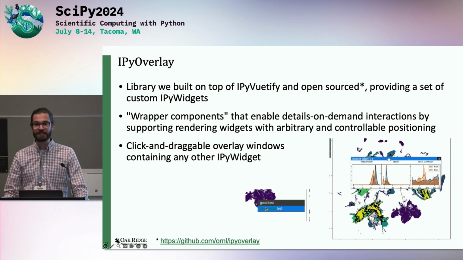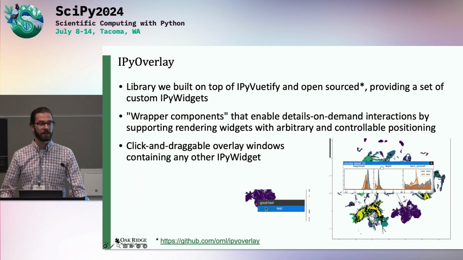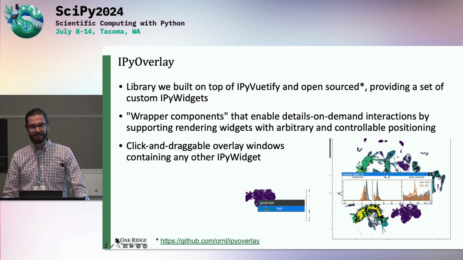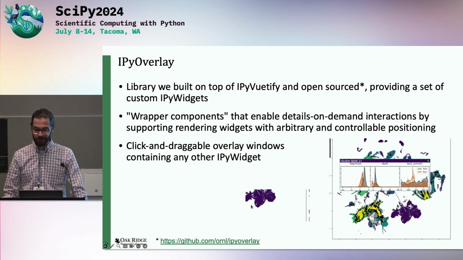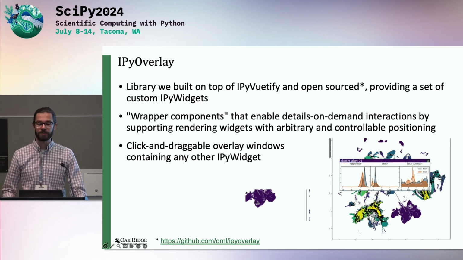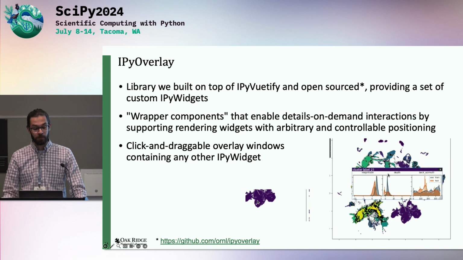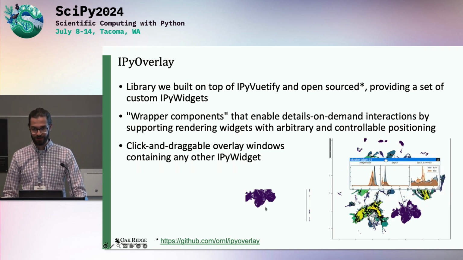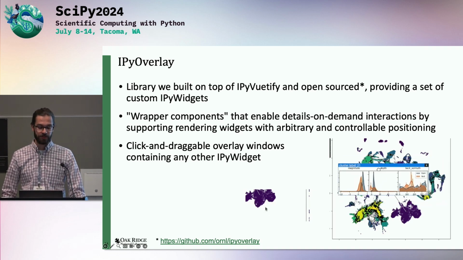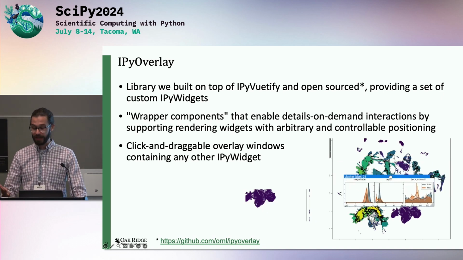So what IPyOverlay is doing is we took advantage of IPyVuetify and built on top of it a set of custom IPyWidgets, which we sort of refer to as wrapper components. This is sort of a BYOW situation, to bring your own widget, where you provide a widget and use one of our wrappers, and that wrapper enables some of these details on demand interactions that Jacob was talking about by supporting the ability to render these widgets sort of with this arbitrary and controllable positioning. And so this allows some of the functionality that you see in these GIFs here, primarily things like click and draggable overlay windows that can contain any other IPyWidget.